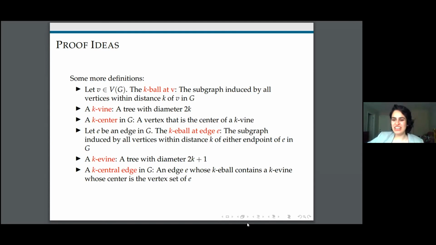Similarly, for any edge E in a graph G, the K-ball at edge E is the induced subgraph on all the vertices that are at distance at most K from either one of the endpoints. A K-vine for an edge is a tree with diameter 2K plus 1, meaning that the edge is right in the middle. And a K-central edge in G is, in simpler words, an edge such that there is some path of length 2K plus 1 with this edge right in the middle.